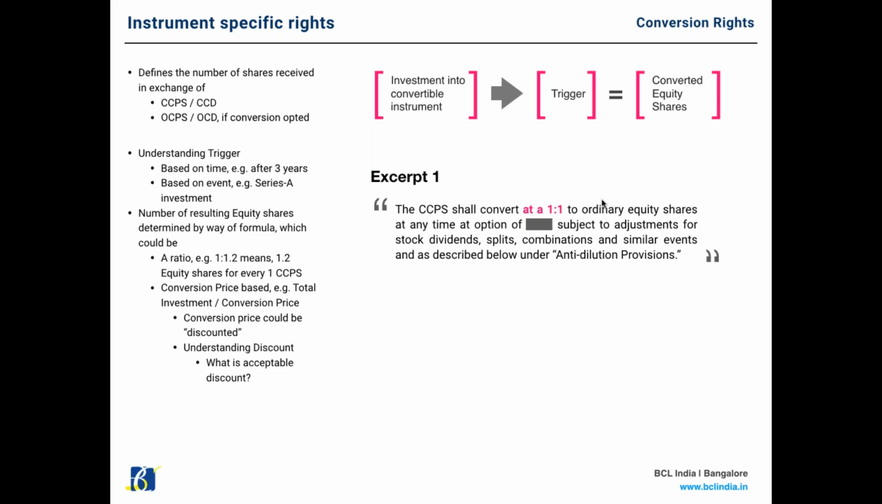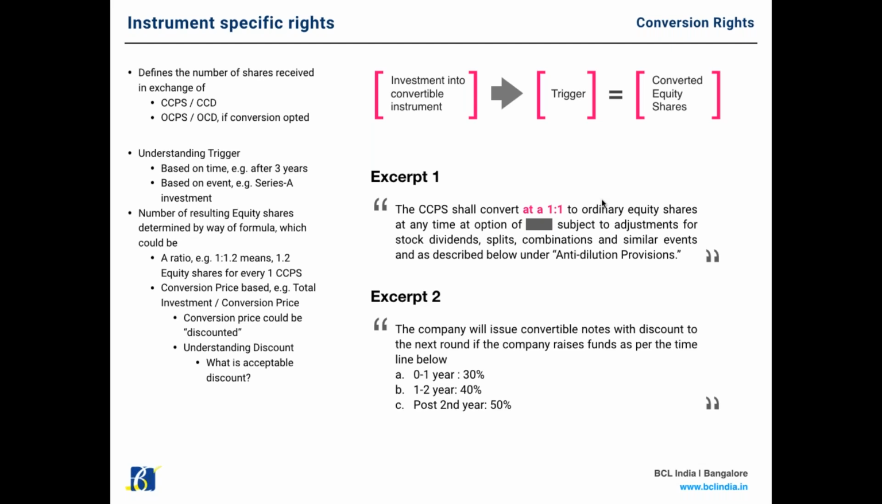I have an excerpt for you here from a real term sheet. It says that CCPS shall convert at 1:1 to ordinary equity shares, meaning every one CCPS will convert to one equity share. Of course, subject to anti-dilution provisions. We shall look at it later.